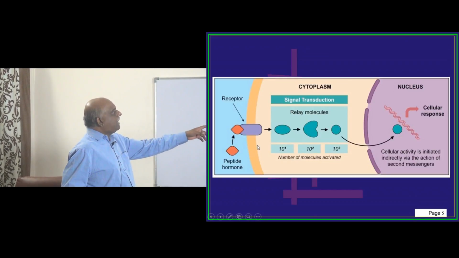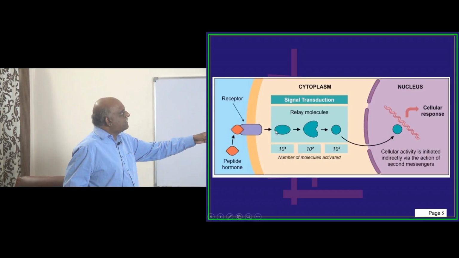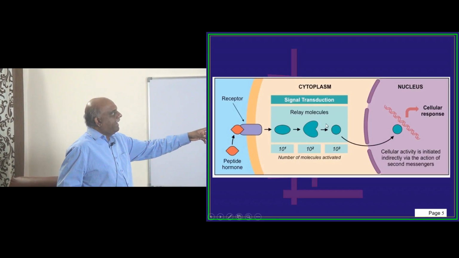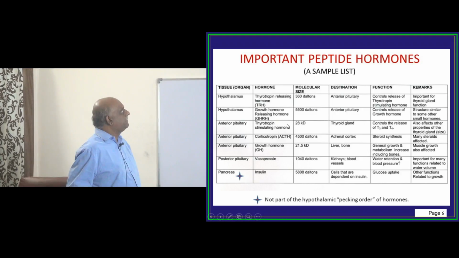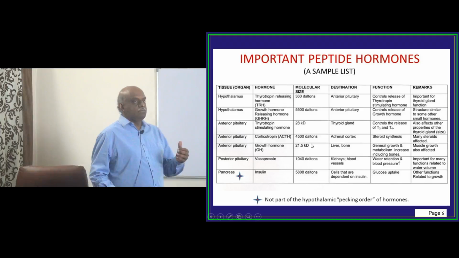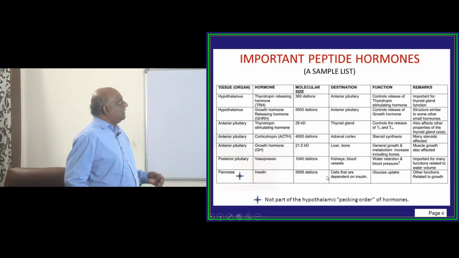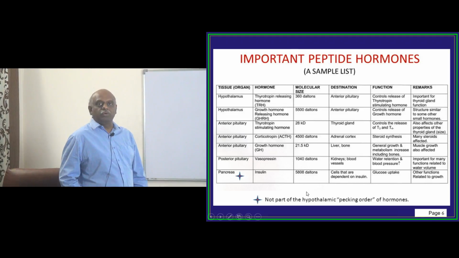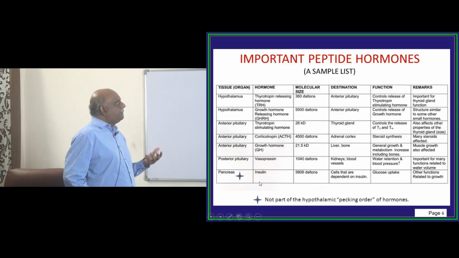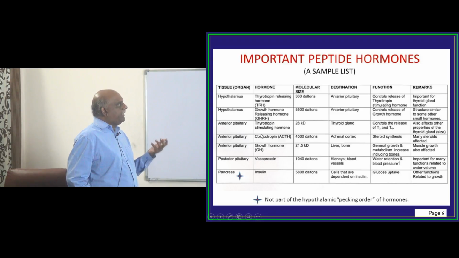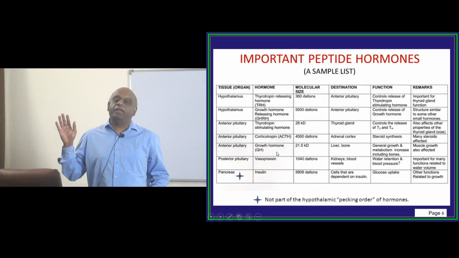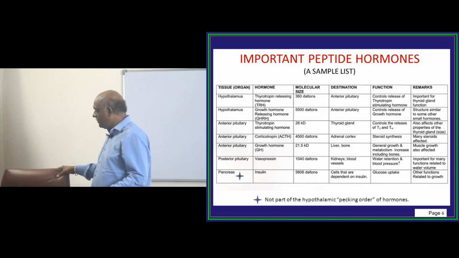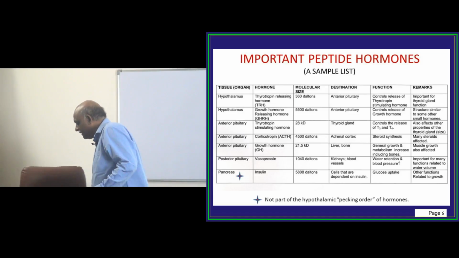So, this is the peptide hormone, this is the receptor, this is the signal transduction, and ultimately this is how the cellular response comes. So, if you look at TRH, growth hormone releasing hormone, vasopressin, insulin, corticotropin, thyroid stimulating hormone, they're all the classical examples of the peptide hormones, is what you have to basically remember.